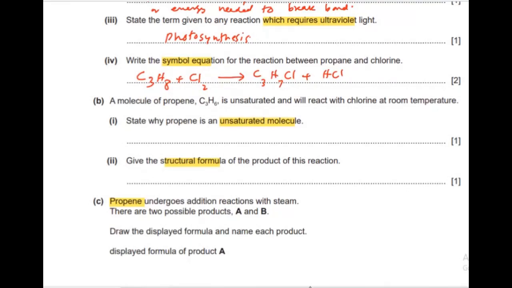A molecule of propene, you know that this is unsaturated. Why is propene an unsaturated molecule? Unsaturated means that it contains a double covalent bond between carbon and carbon.